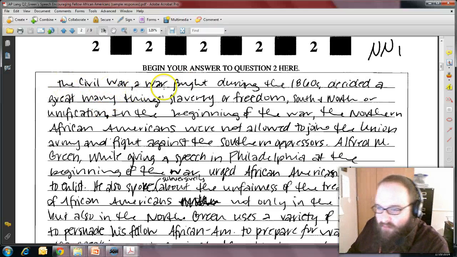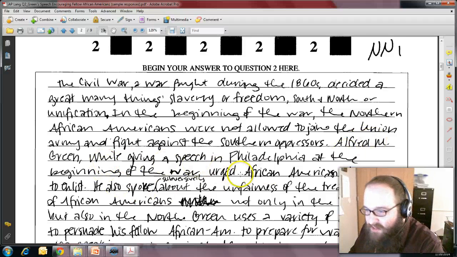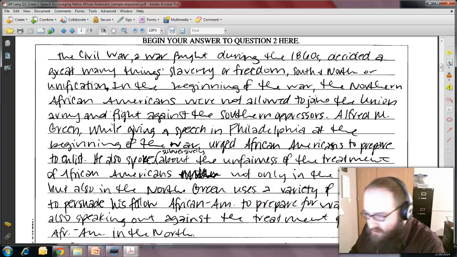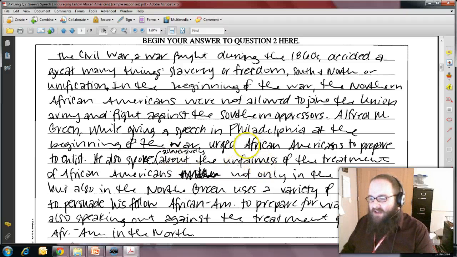The Civil War, a war fought during the 1860s, decided a great many things: slavery or freedom, South and North or unification. In the beginning of the war, the Northern African Americans were not allowed to join the Union Army and fight against the South, the Southern oppressors, that is. Alfred M. Greene, while giving a speech in Philadelphia at the beginning of the war, urged African Americans to prepare to enlist. He also spoke subversively about the unfairness of the treatment of African Americans, not only in the South, but also in the North.